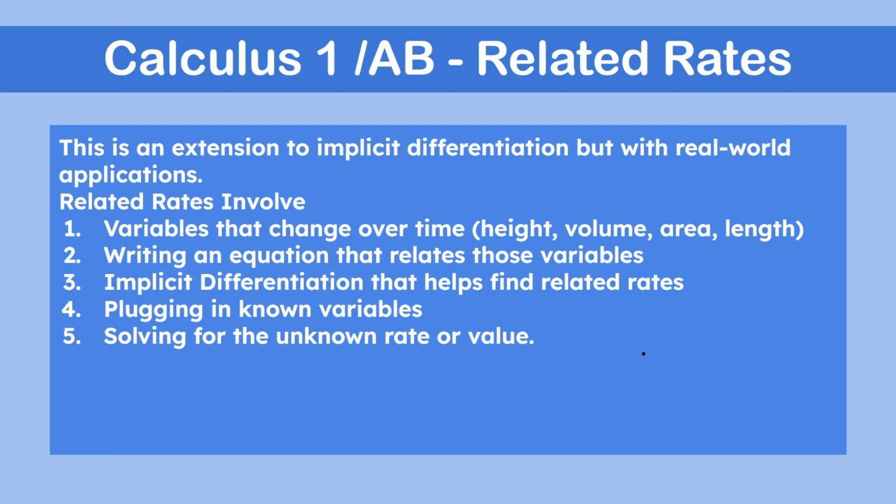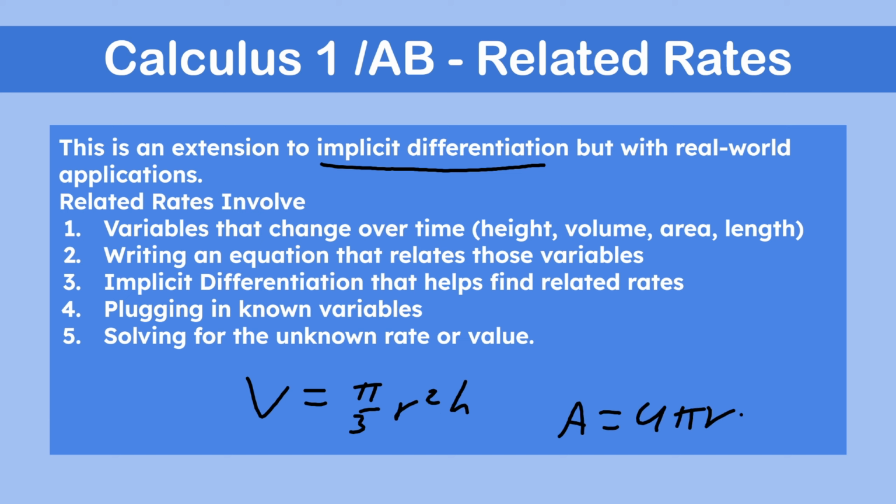In today's video, I'm going to be talking about related rates, so let's begin. Related rates are an extension to implicit differentiation, but it comes with real-world applications. Related rates involve variables that change over time, such as height, volume, area, and length. Writing an equation that relates those variables, like volume is pi over 3 r squared times h, or area is 4 pi r squared, something like that.